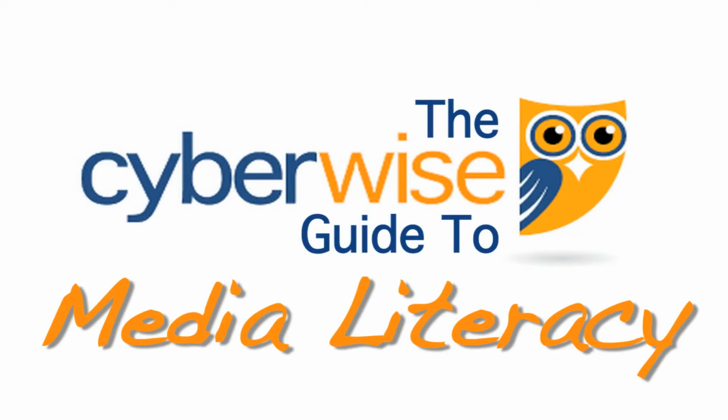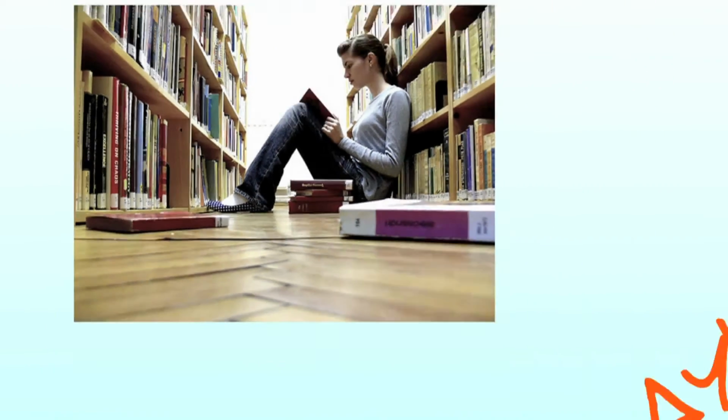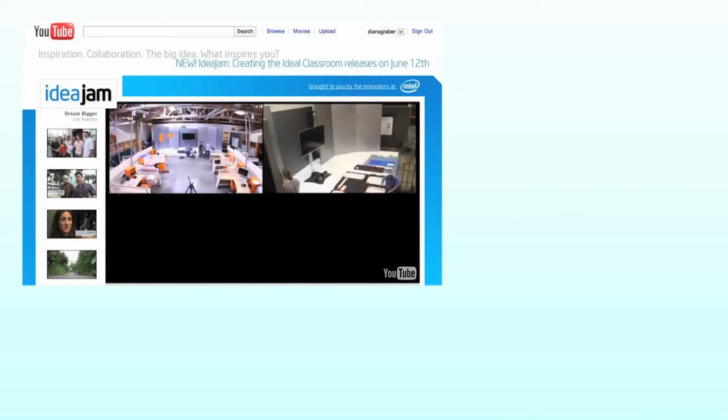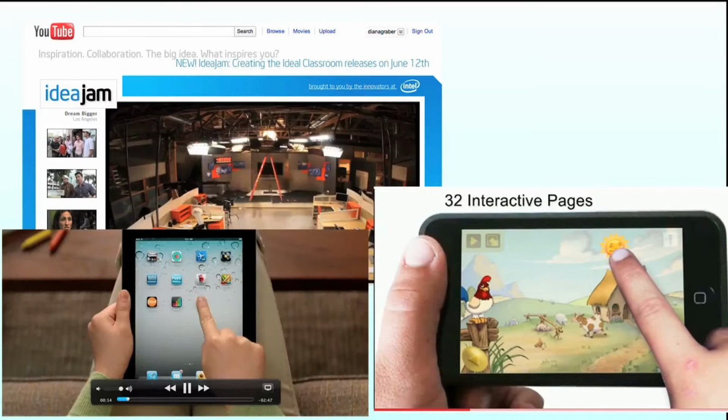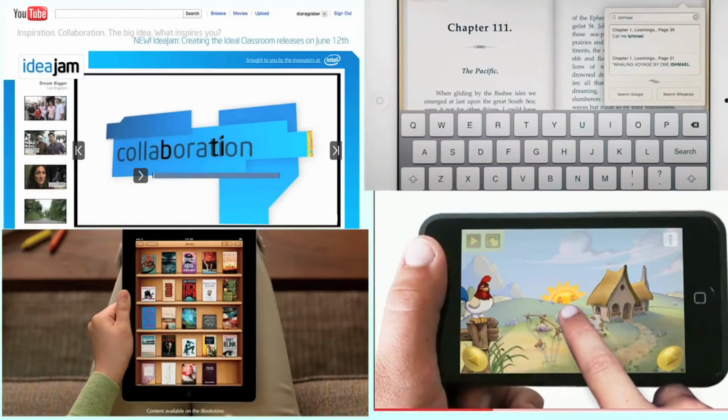The Cyberwise Guide to Media Literacy. It used to be if you could do this and this, then you were media literate. Hip hip hooray! But the definition of media literacy has expanded because knowing how to interpret and tell stories across all mediums is an essential skill for the 21st century.